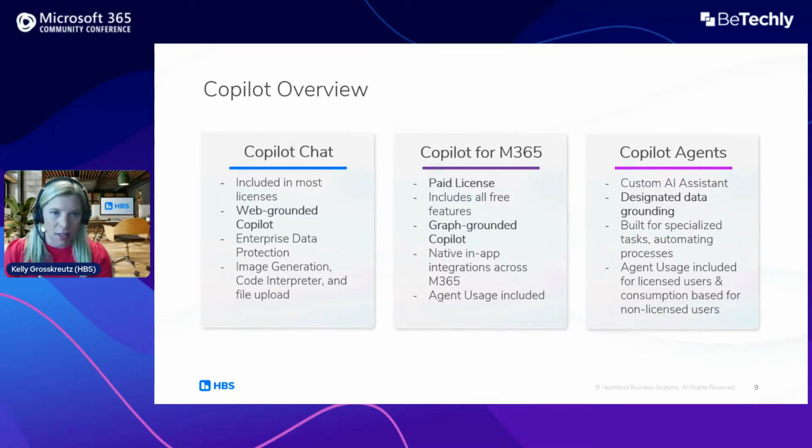Then there is the OG Copilot for M365, which is our paid license. That's going to be grounded in your graph data. Everything that you have access to, your Copilot license will also have access to. This also includes our agent usage.